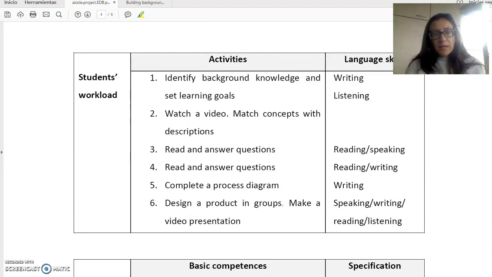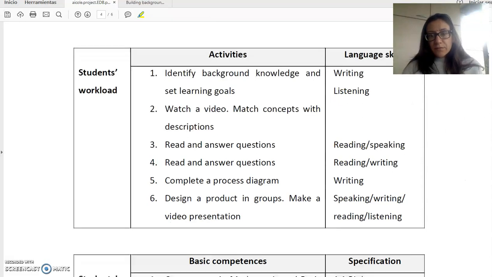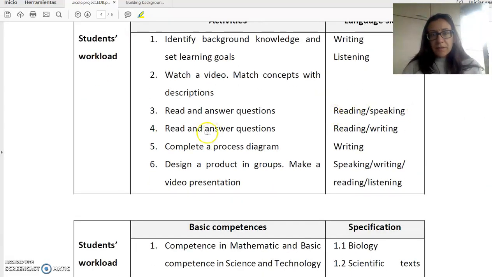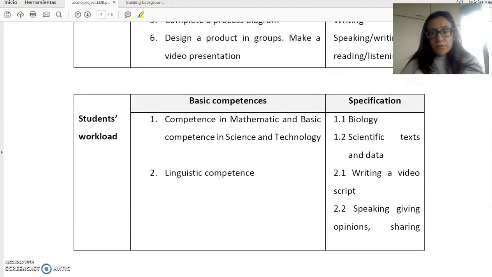The workload: activity 1 is basically writing. Activity 2 is watching a video, so listening. Activity 3 is basically reading and speaking. Activity 4 is reading and writing. Activity 5, they have to complete a process diagram. The one with DNA replication is basically writing. And activity 6 includes all the 4 competences in English.